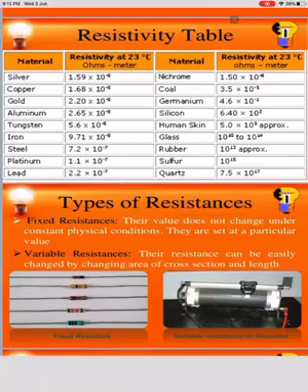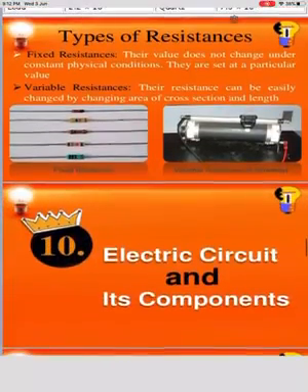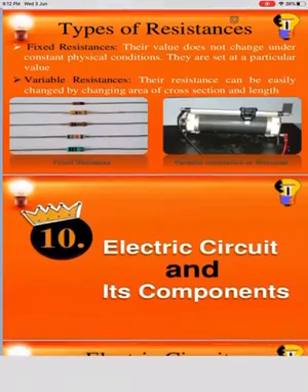And there are types of resistance. Number one, fixed resistance. Another is variable resistance. Now what is fixed resistance? Its value does not change under constant physical conditions; it is set to a particular value. And what is called variable resistance? Its resistance can be easily changed by changing the area of cross section and the length. Variable resistance is also called a rheostat.